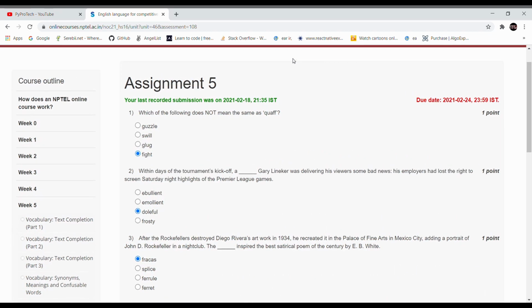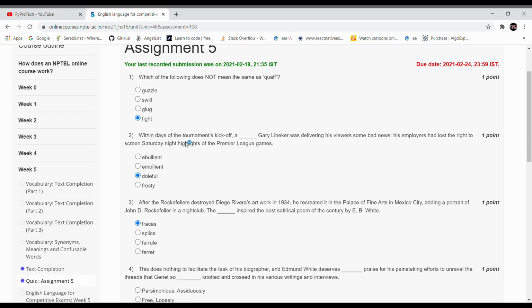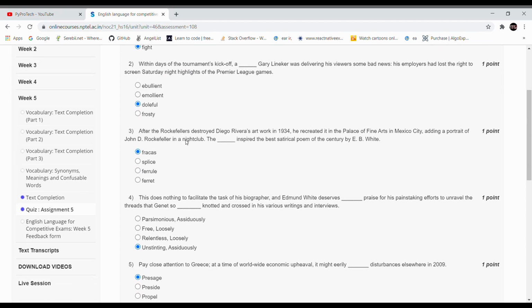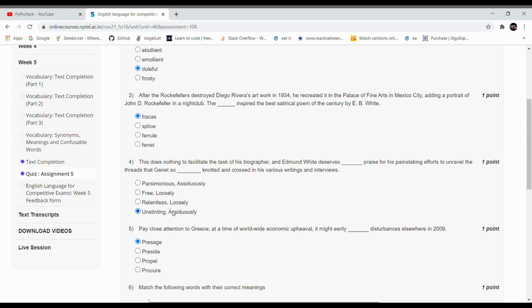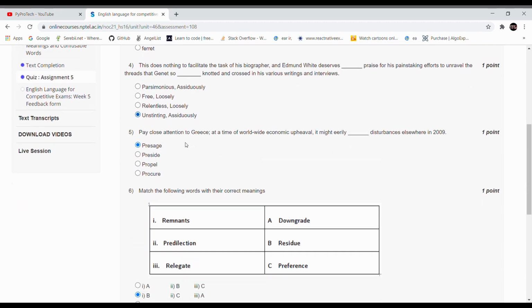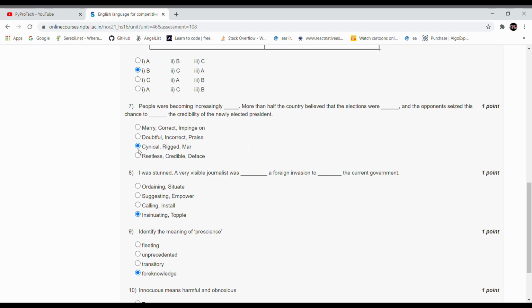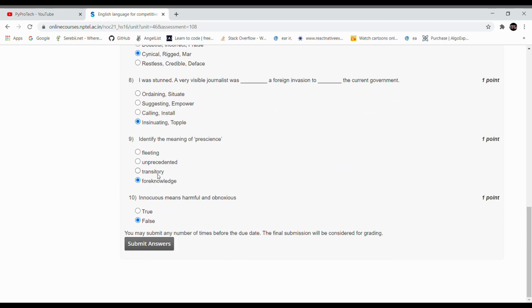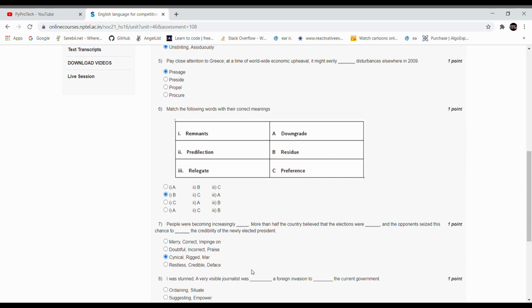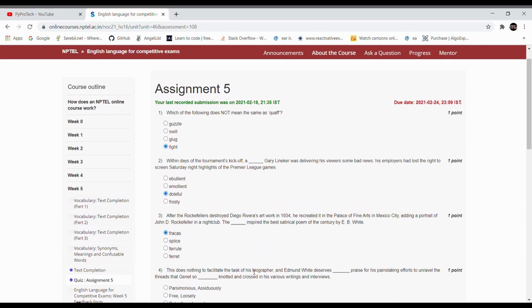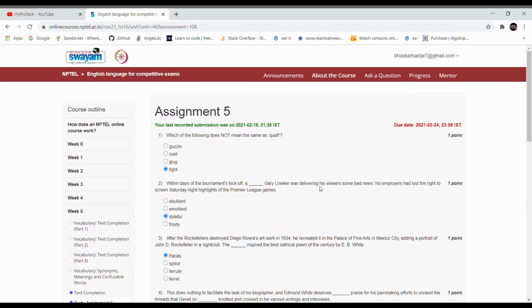So for question number 1, I put D. For question number 2, I put C. For question number 3, it's A. 4, D. 5, A. 6, the second one, and 7, C. 8, D. And 9, D. And 10, D. Oh, sorry, it's 10, B. Sorry for the misinterpretation. So these are the answers.